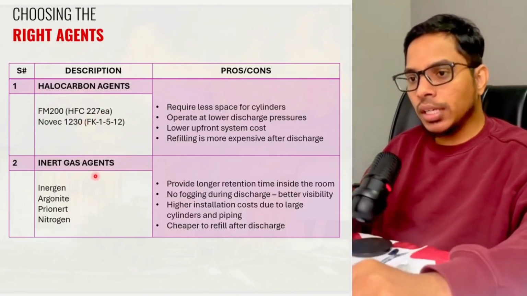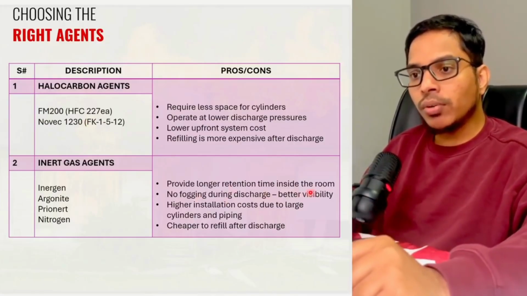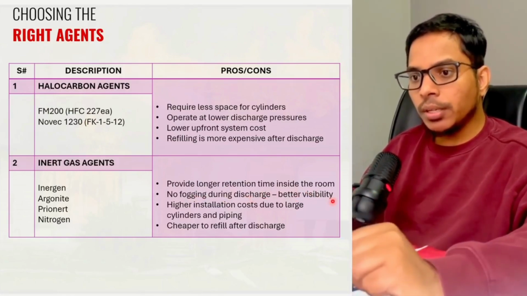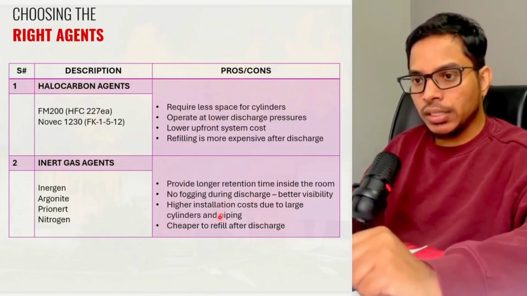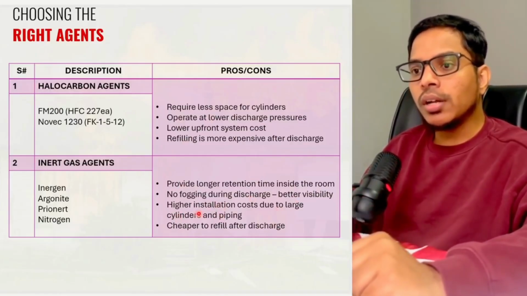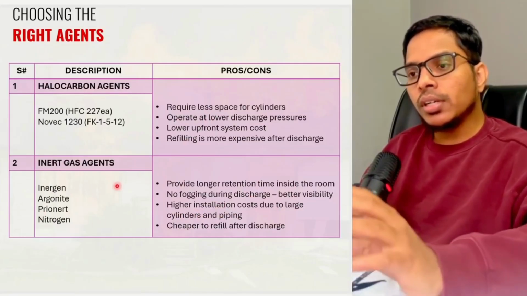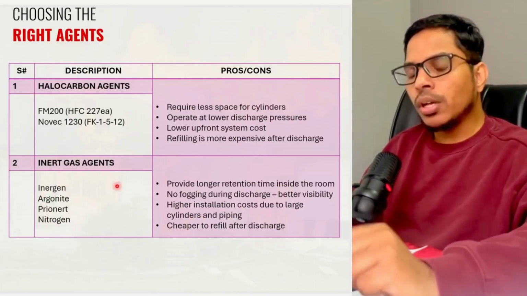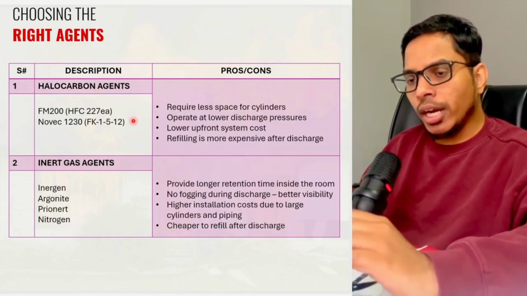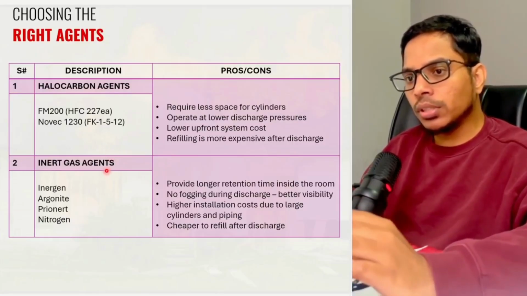If you look at the inert gas agents, they provide longer retention time inside the room, no fogging during the discharge, better visibility as compared to the halocarbon agents, but higher installation costs due to large cylinders and piping. They are cheaper to refill after the discharge. Please note, mostly halocarbon agents are used in the United States and Middle East, and inert gas agents are used in Europe.